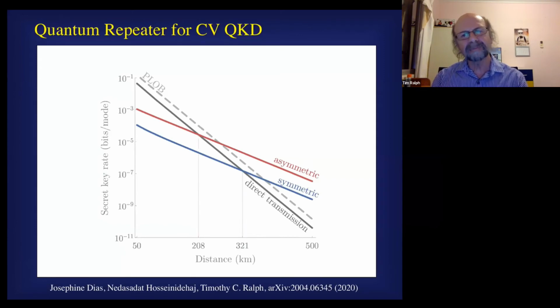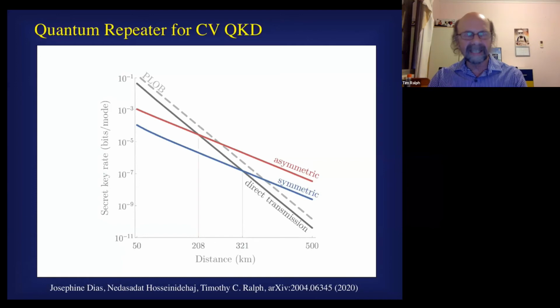So direct transmission means basically the same protocol, but just without the repeater, without the link, whilst the PLOB bound is the best you can do with any protocol. The protocol we're using here is the no-switching CV QKD protocol.